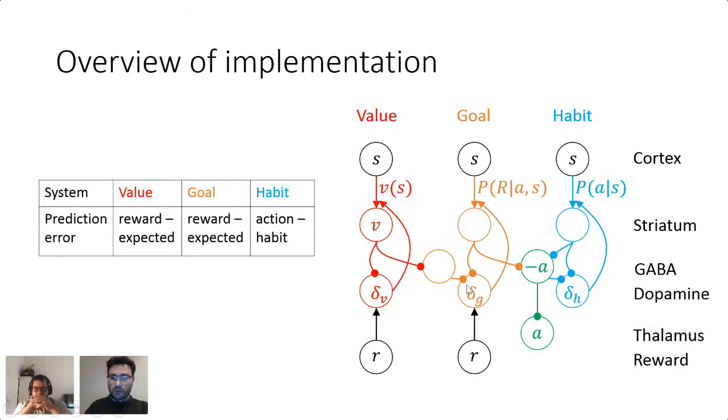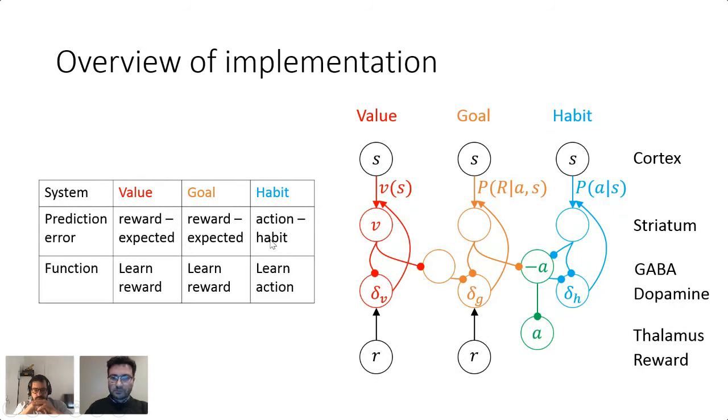And different populations of dopaminergic neurons encode errors in predictions made by their corresponding systems. Since both valuation and the goal-directed system try to predict the reward, these prediction errors describe the difference between the reward and the expectation. By contrast, the habit system just tries to predict an action for a given stimulus. So its prediction error corresponds to a difference between the chosen action and the habitual response to the stimulus. And these dopaminergic neurons trigger plasticity of the corticostriatal connections. For example, if an action is selected mostly by the goal-directed system, the resulting prediction error in the habit system will trigger plasticity in the habit system, so it learns to predict the action in the future. In this way, the habit system can learn to mimic the goal-directed system.